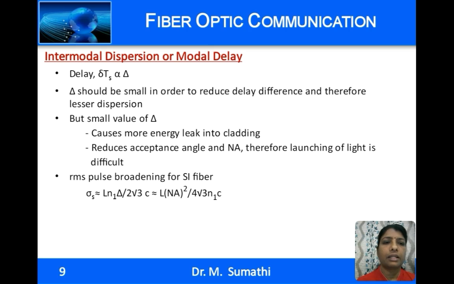So it is seen that the delay is proportional to delta, that is the relative refractive index difference. So the relative refractive index difference should be small so that the delay difference is reduced and therefore dispersion is minimized. But when the value of delta is small, the fiber becomes more weakly guided and therefore more energy leaks into the cladding, and also this causes reduction in acceptance angle and numerical aperture, and therefore launching of light into the fiber is difficult. So an optimal value of delta has to be chosen. The RMS pulse spreading for a step index multimode fiber is given.